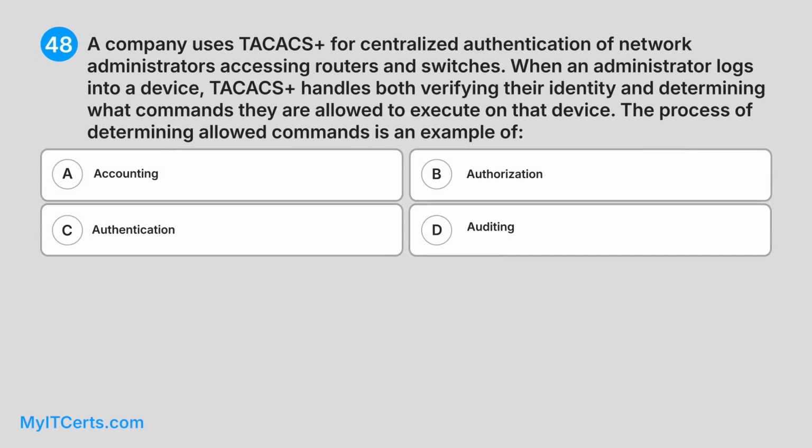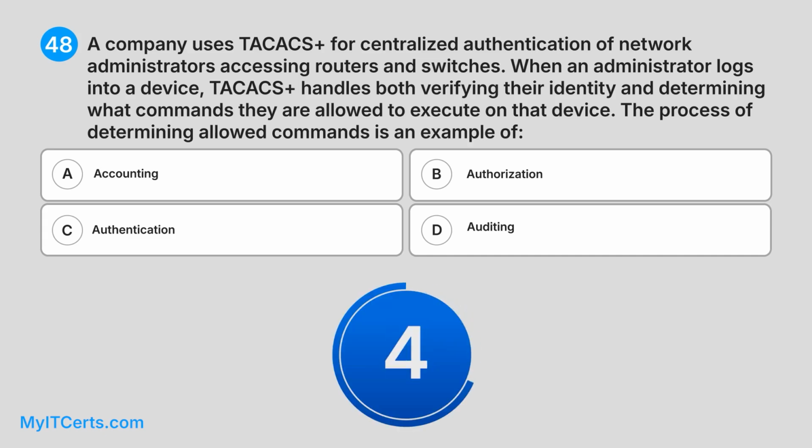48. A company uses TACACS+ for centralized authentication of network administrators accessing routers and switches. When an administrator logs into a device, TACACS+ handles both verifying their identity and determining what commands they are allowed to execute on that device. The process of determining allowed commands is an example of A. Accounting, B. Authorization, C. Authentication, D. Auditing. Can you guess the answer?